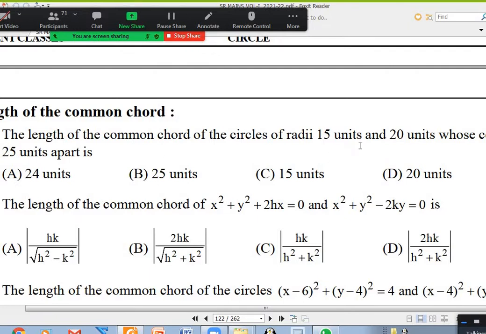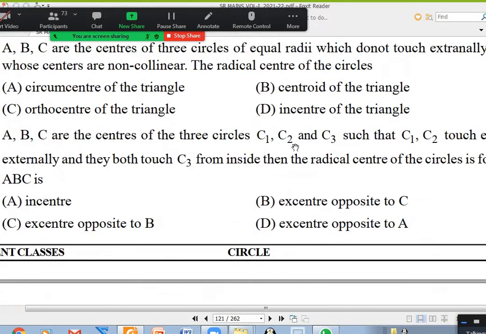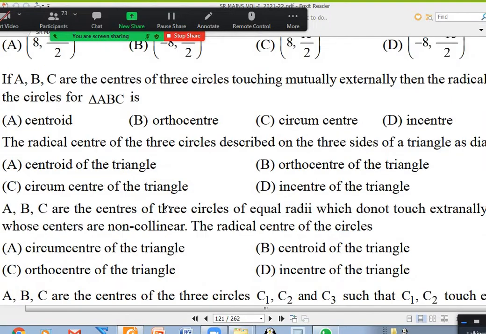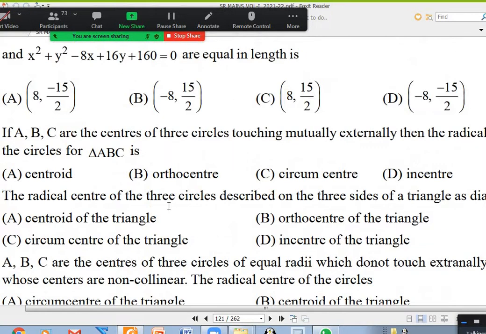Even 158, 15, 20, 25 means they're intersecting orthogonally because d square equal to R1 square plus R2 square. You can use 2 R1 R2 by root R1 square plus R2 square. I think these are all about radical center, the 4-5 cases that we discussed. One time it is incenter, one time orthocenter. Am I correct? Yes, sir. So 157, 156, 155, 154 are the 4 cases that I discussed in the class.